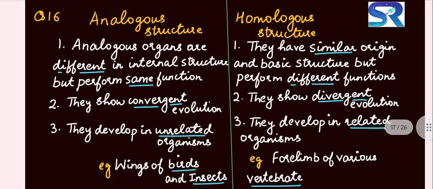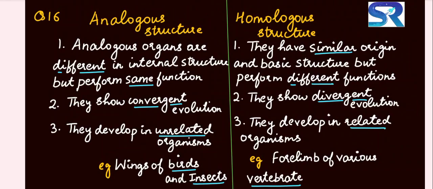Question number 16. Analogous organs are different in internal structure but perform same function. Second, they show convergent evolution. They develop in unrelated organisms. Example, wing of bird and insect.